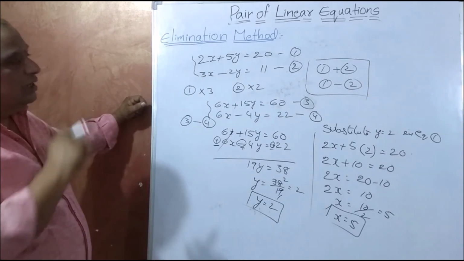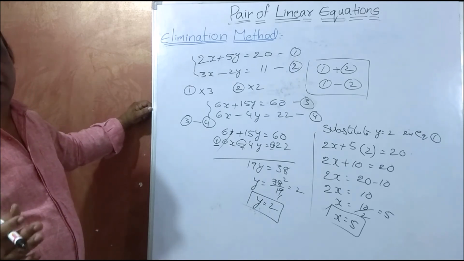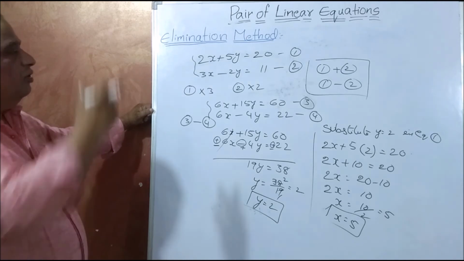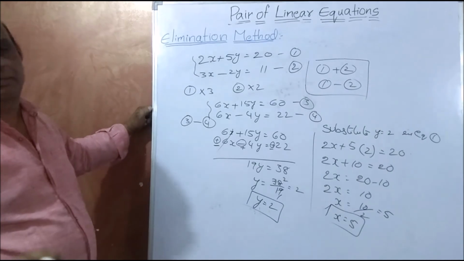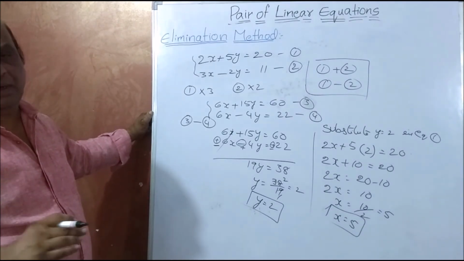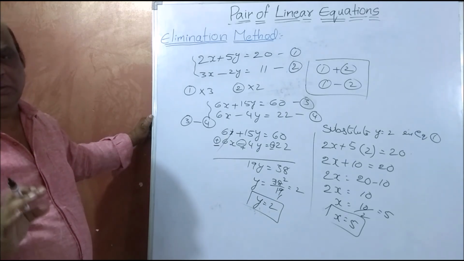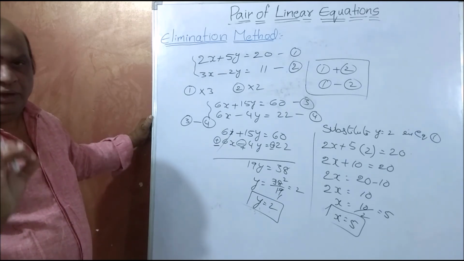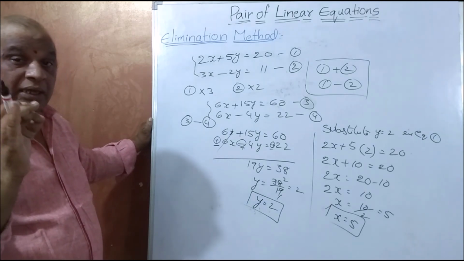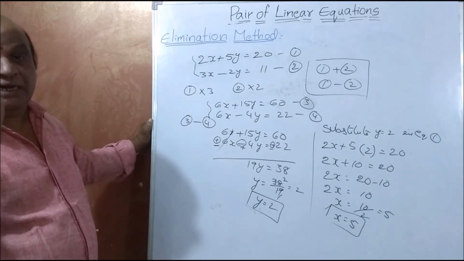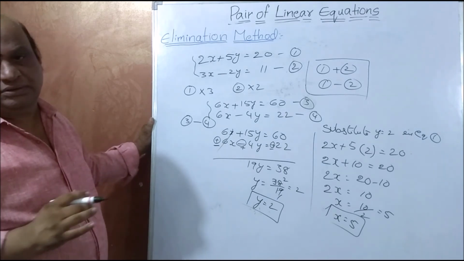Then we should add these two equations, not subtraction. Different signs are there. Then first equation plus second equation. Then y should be cancelled and we can get the x value. Same, x is equal to 5. This is the process. My dear students, here the important logic is, if different coefficients are there, how to make equal coefficients. Remember this, that is the main logic in this process.